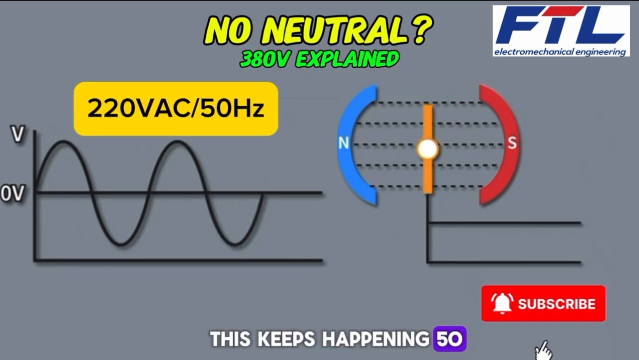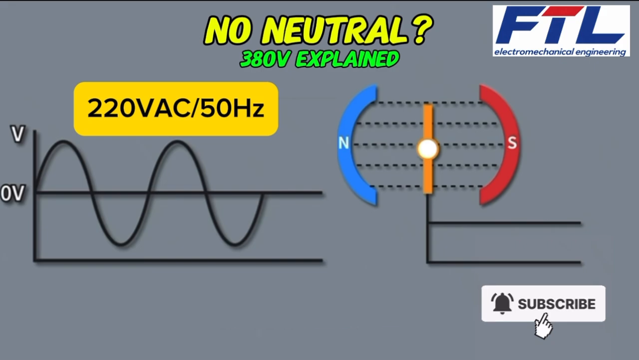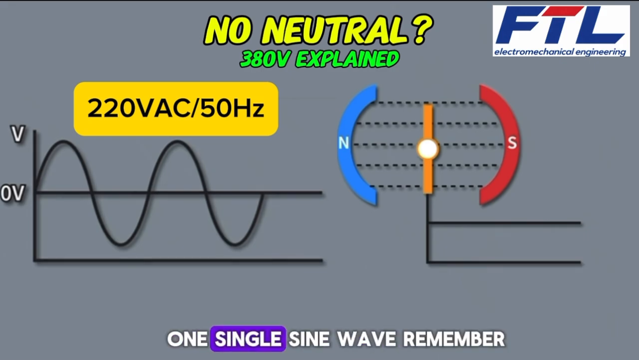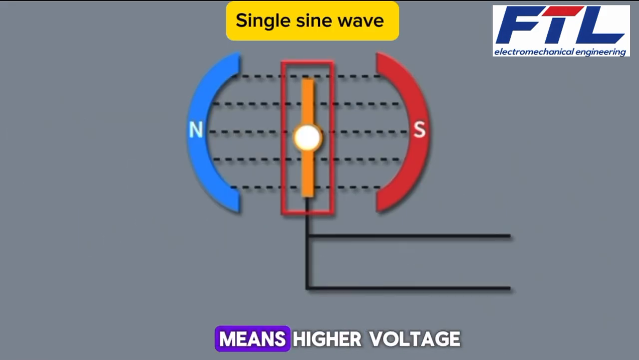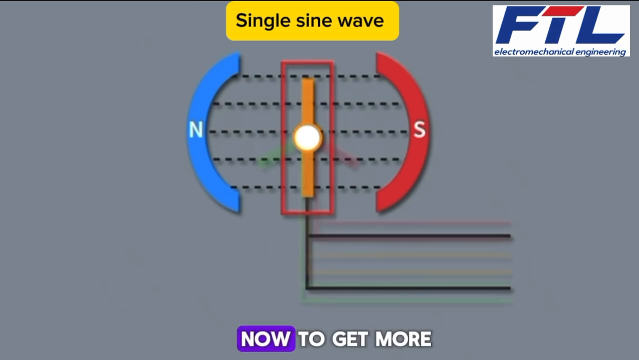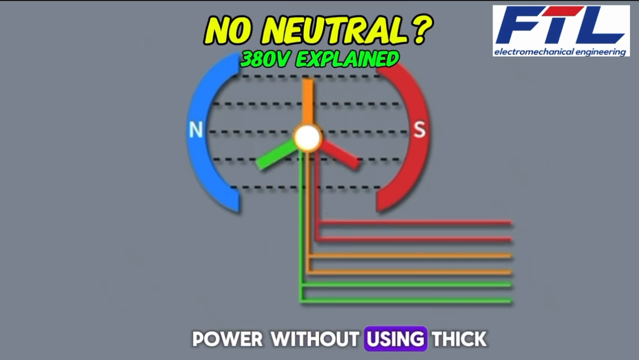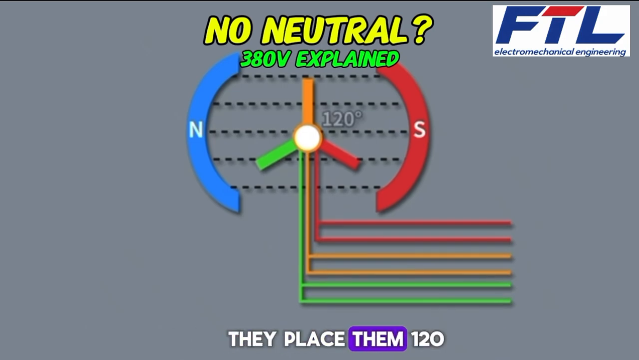This keeps happening 50 or 60 times per second. That's your 220 volt, 50 Hz AC, one single sine wave. Remember, more field lines cut means higher voltage. Now, to get more power without using thick, expensive wires, power plants use 3 windings instead of 1. They place them 120 degrees apart on the same rotor.